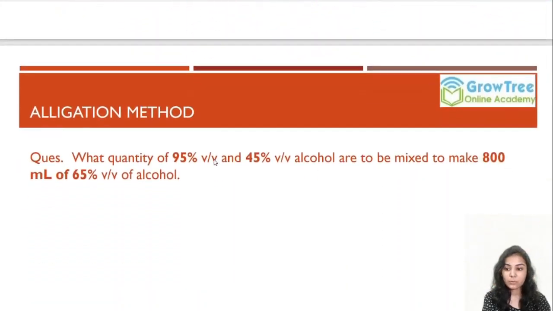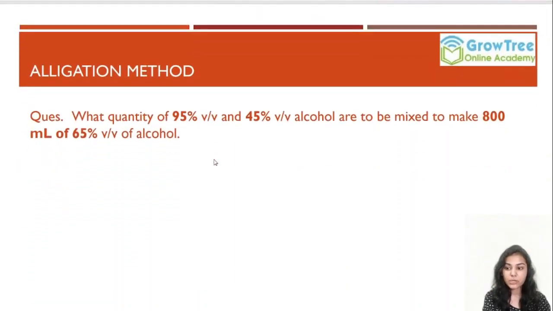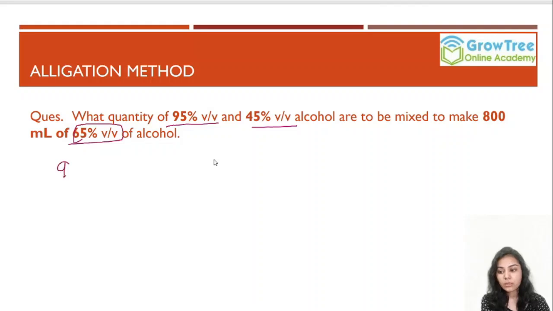Now let's go towards the next question, which is similar to the previous one. So the question says what quantity of 95% volume by volume and 45% volume by volume alcohol are to be mixed to make 800 ml of 65% volume by volume alcohol. Here again we are going to keep the highest strength at the top and the lower at the bottom, and the desired concentration we are going to keep in the middle.